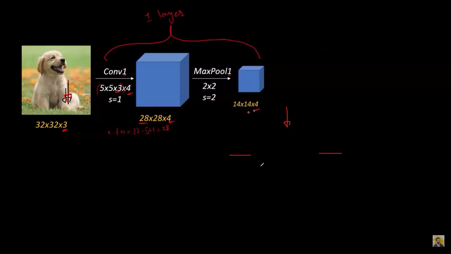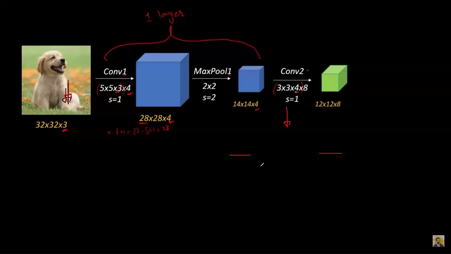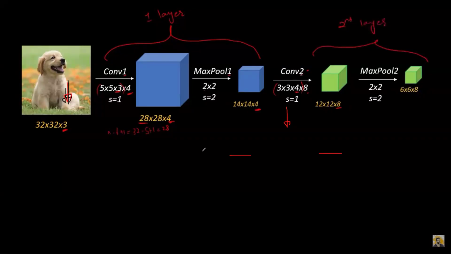Now this output will again be passed to a convolutional layer, which will be a conv2 layer, and here we can use any other filter size, but notice that this 4 must match with this 4. Let's say here we are using 8 filters, thus the output here will have 8 channels. Again this is passed to the max pooling layer, and we will get the output of this size. This will be considered the second layer of our CNN. Thus this is the second convolution layer and second max pooling layer.